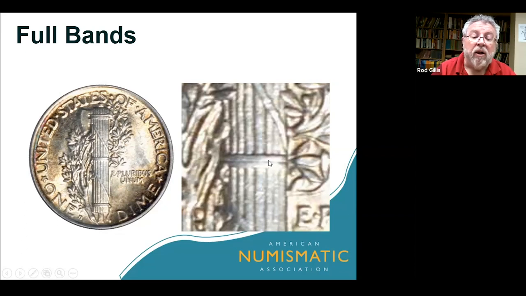Now, people often ask, well, what if the center has split bands, but the lower ones or the top ones are not? I can guarantee you that because this is the center of the coin, where it's the highest relief, where the metal has the furthest to flow, if these bands are split, the other ones will be as well, okay?